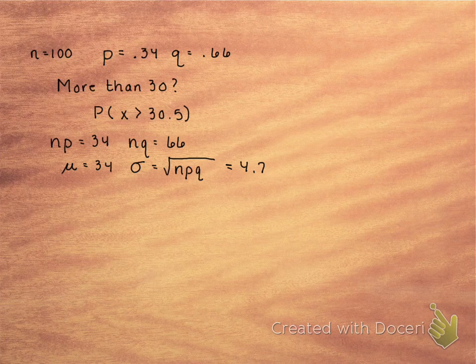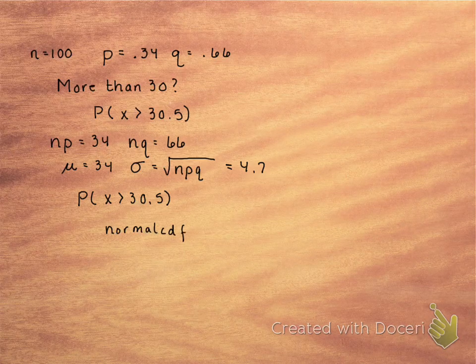Put it in your calculator just to make sure: the square root of 100 times 0.34 times 0.66. That is your standard deviation. Now we're looking for the probability that X is greater than 30.5. Okay, so here we can use our normal CDF.